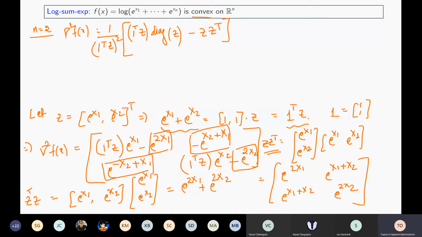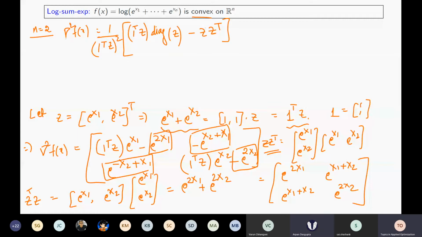Yeah, just taking common won't help, and we cannot write this as a sum of sums because the sum is in the exponent, not in the terms. So 1 transpose Z is e raised to e power x1 plus e power x2, which when multiplied by e raised to x1 would give me e power 2x1 plus e power x1 plus x2, and the e power 2x1 terms cancel out. Yes, actually the e to the 2x1 terms will cancel out.